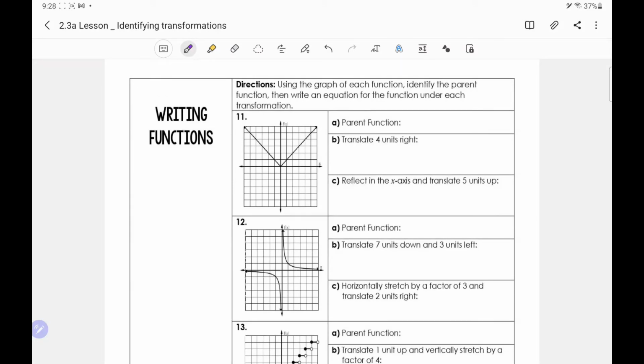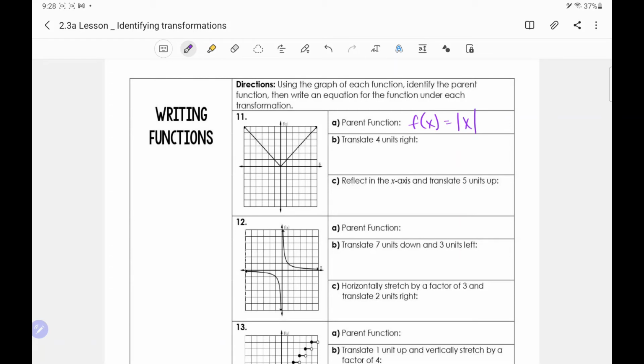So using the graph of each function, identify the parent function, then write an equation for the function under each transformation. This might be a little harder, but you've got that other paper to look at, and you have your parent functions graphic organizer, so that will work also to help you. But I can tell by looking at this is my absolute value, right? F of x equals the absolute value of x.